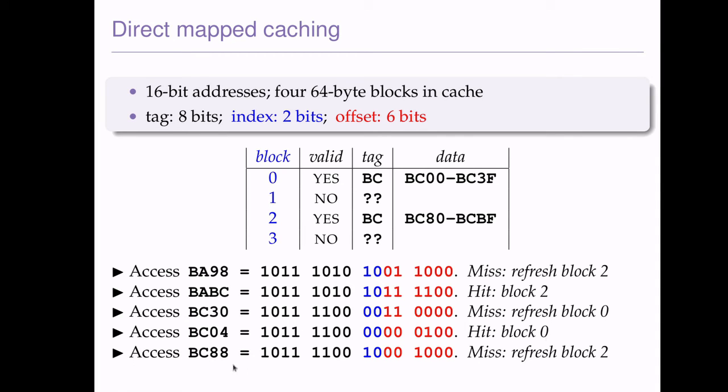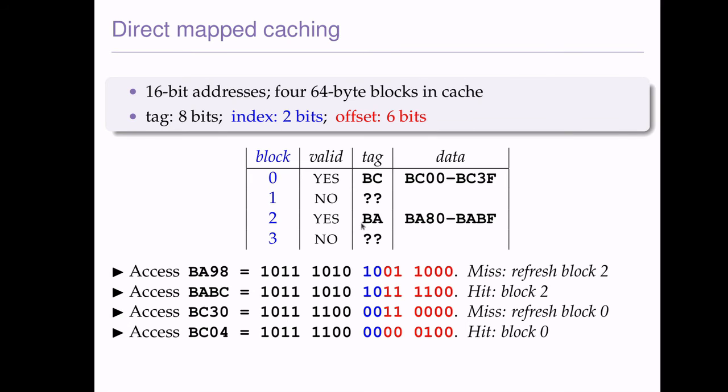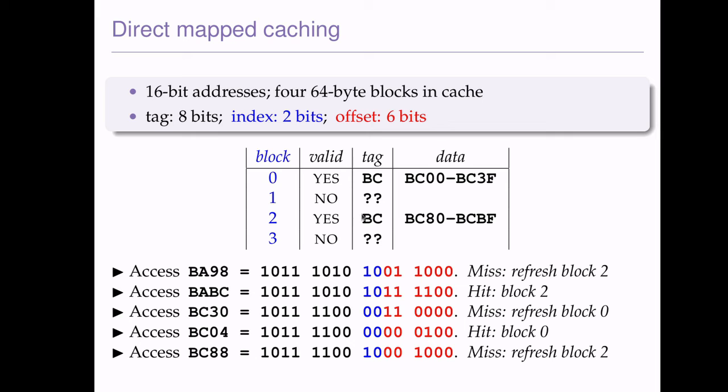So let's have another look at another one. We get BCA8, that gives us a block of 10, so that's 2. So we go to 2, and let's have a look at what we were previously at. Previously we had BA, so when we get BC, the tag is of course not going to match, so this won't be a hit. We won't get any information out yet.